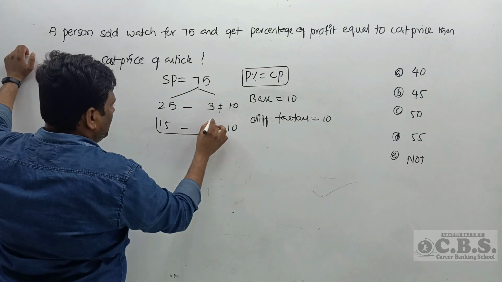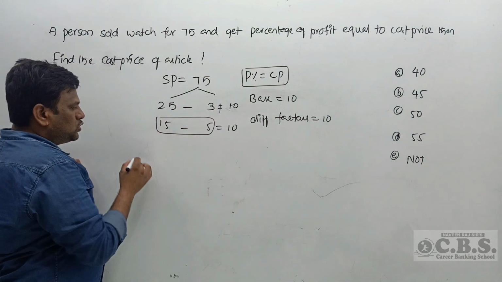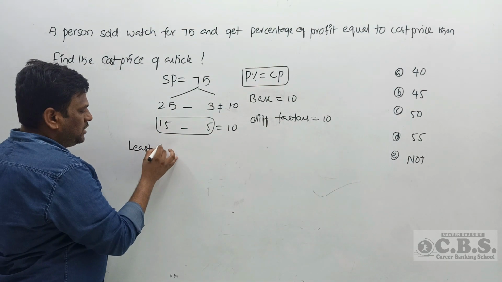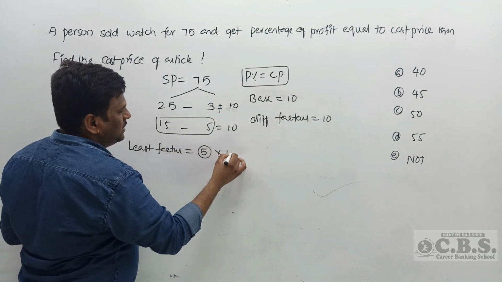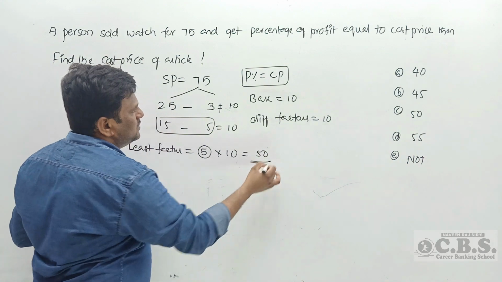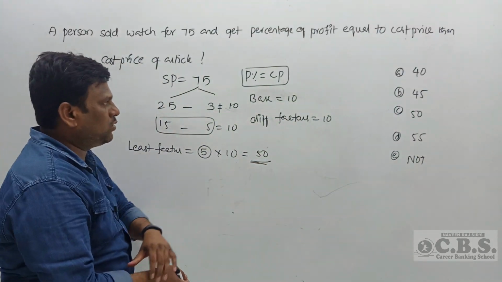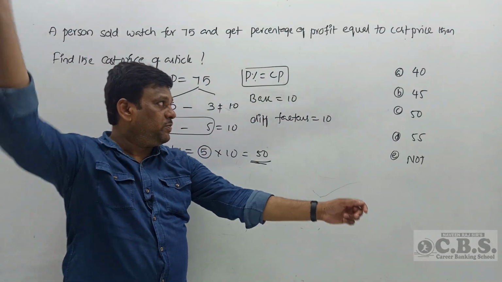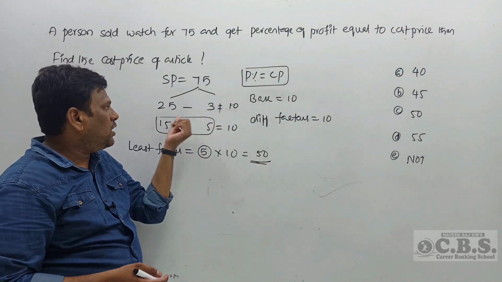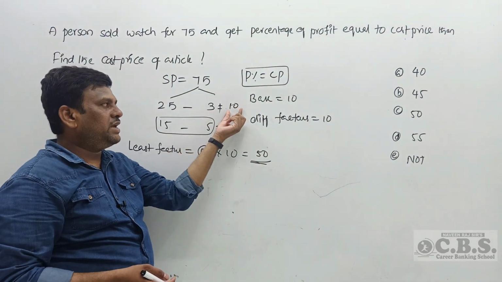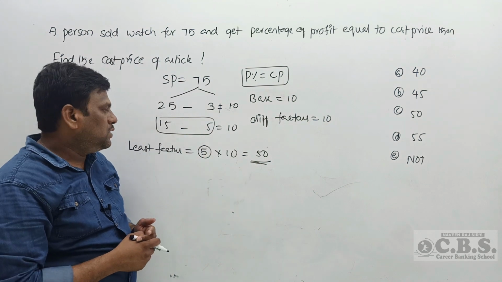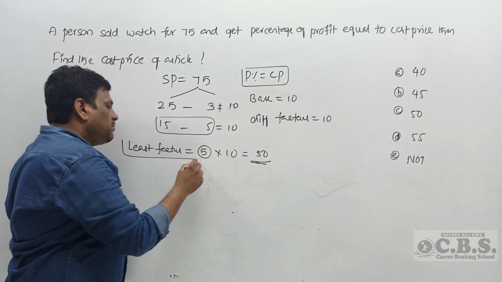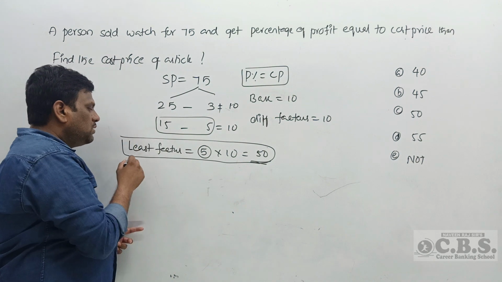Yes. So therefore what is the favorable answer? 15 minus 5. So you consider the least factor. What is the least factor? 5. Okay, what is the base? 10. Your answer is 50. So this is a method you can answer in just one line. Okay, so profit percent is equal to cost price. Base is how much? 10. Okay, 25 minus 3 is equal to 10? No, not at all. But 15 minus 5 is equal to 10? Yes, it is satisfied. So in this condition, as I specifically mentioned in the concept, take the least factor.